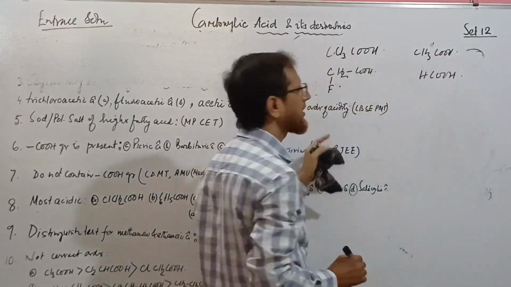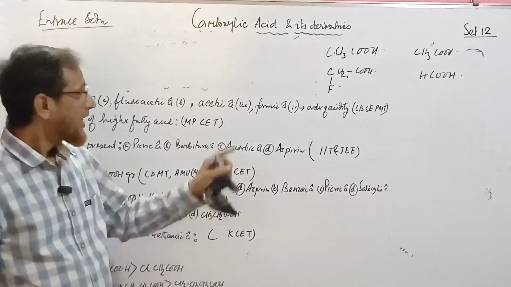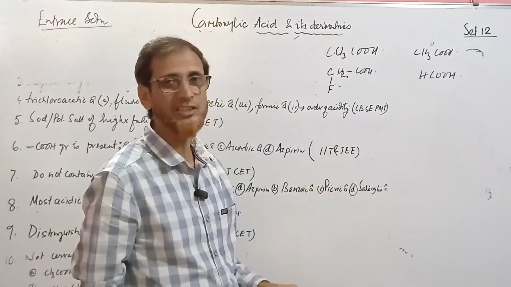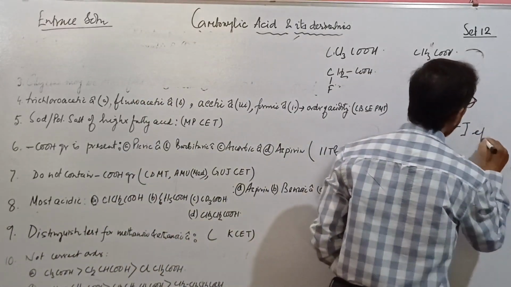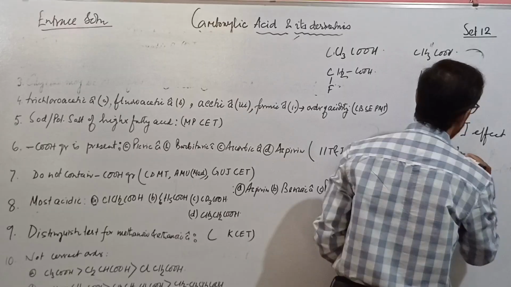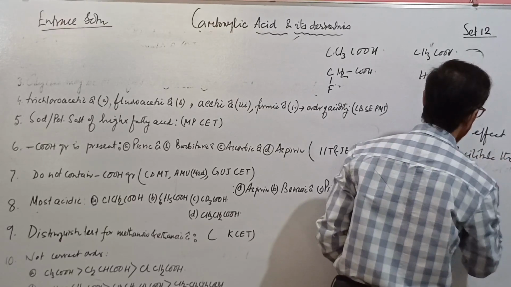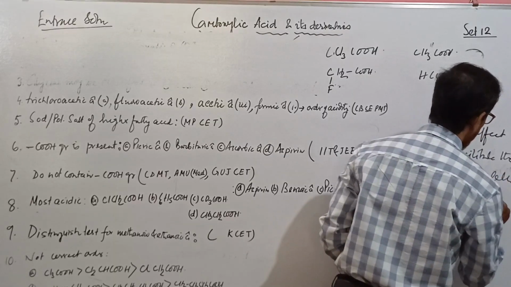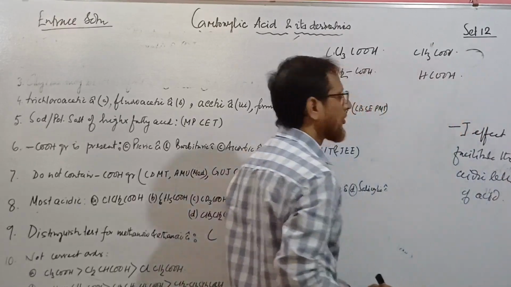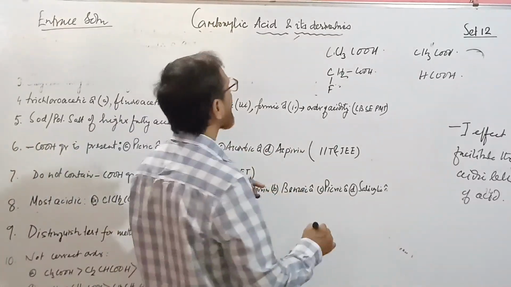You are asked to write the order, and it is a very important question, very often asked. Acidity of an acid increases with increase in the number of minus I effect groups. Minus I effect facilitates the acidic behavior of organic acid. So fluorine, chlorine, bromine, all have minus I effect, that withdraws electron.